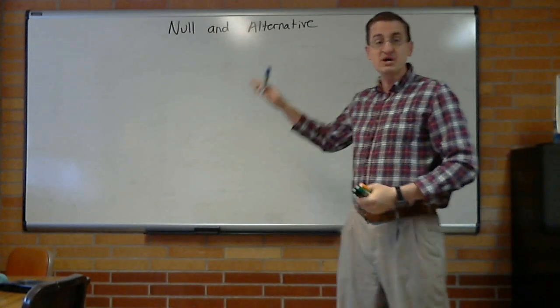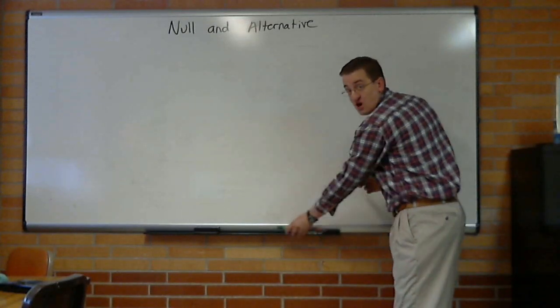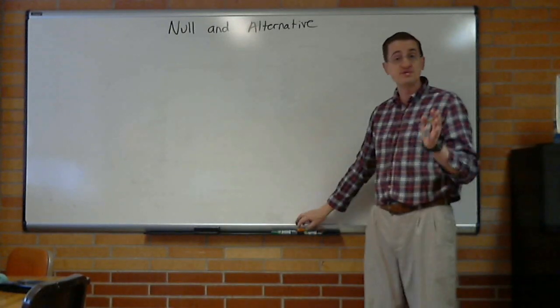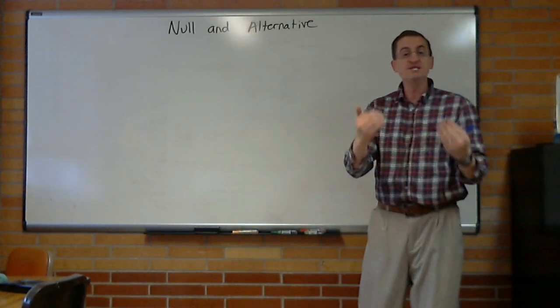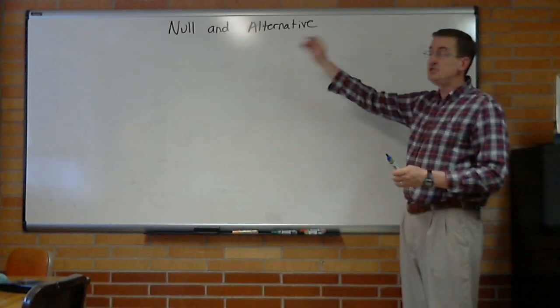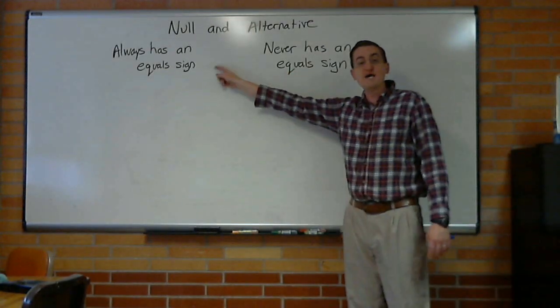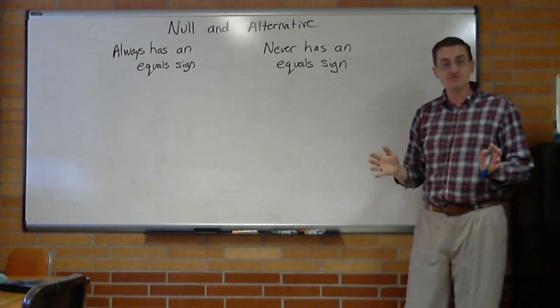Okay, we are going to talk about how to set up your null and alternative hypothesis. And that is not an easy thing to do. It requires you to read the question and understand it, and then put the question into math symbols. So let me give you a couple of rules that are going to help. A null hypothesis always has an equal sign, whereas the alternative will never have an equal sign.